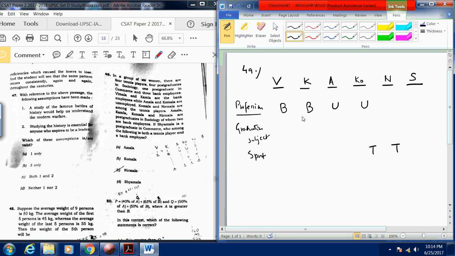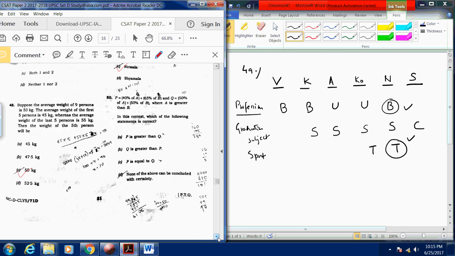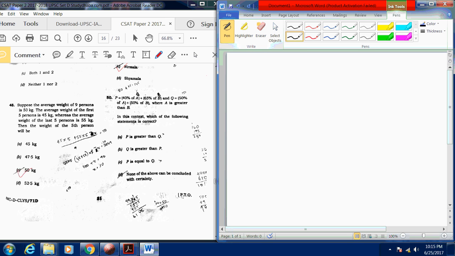Now Amla, Kamla, Komala and Nirmala are postgraduates in sociology. Amla, then Kamla, Komala and Nirmala. These are postgraduates in sociology, and 2 of them are bank employees. So we already have 1 bank employee, these 2 are unemployed, so this must be the bank employee, Nirmala. If Shyamala is a postgraduate in commerce, so she is in commerce, who among the following is both a tennis player and a bank employee? You can see this tennis player and a bank employee is Nirmala. So these are just questions to confuse you, simple. So Nirmala. Next question, question number 50.